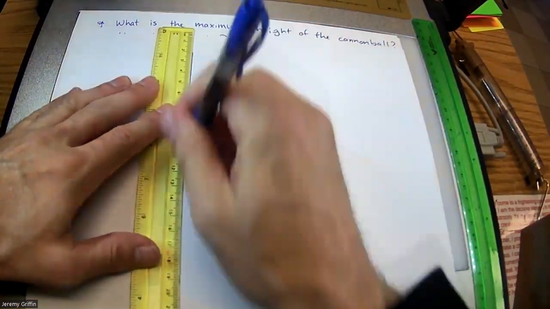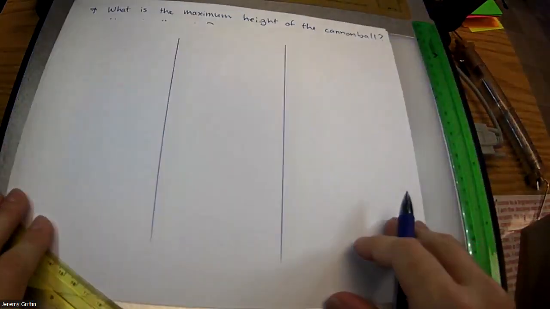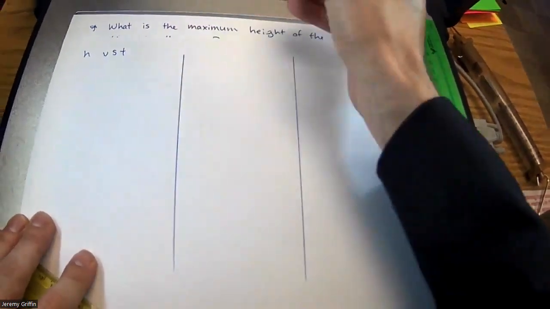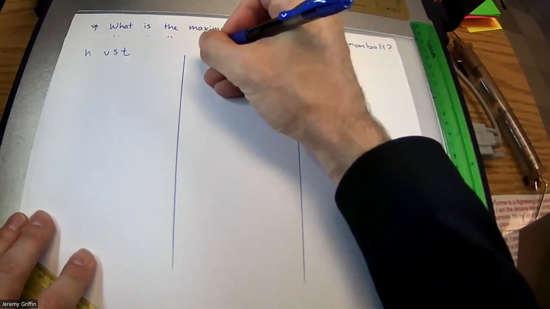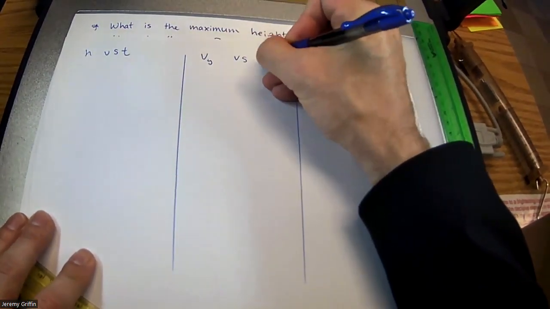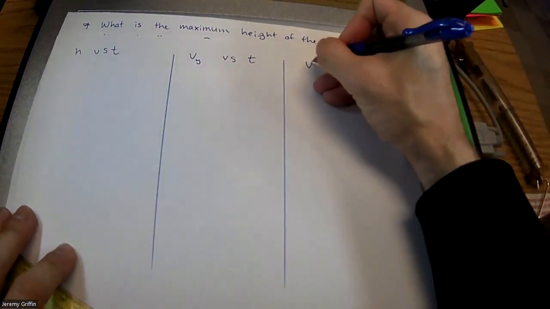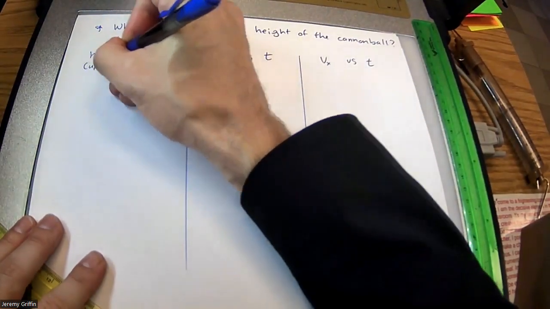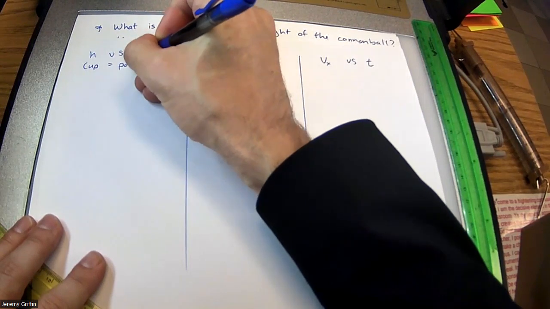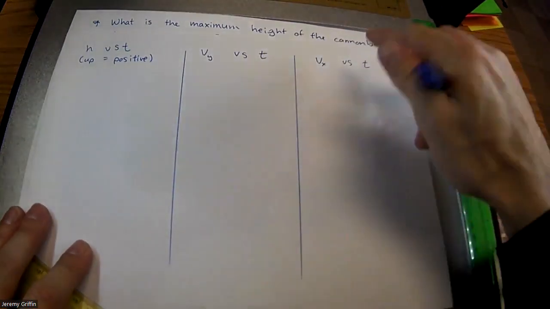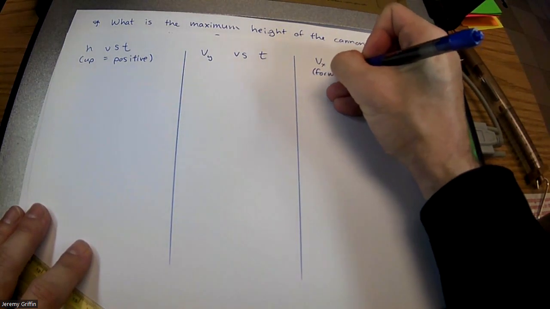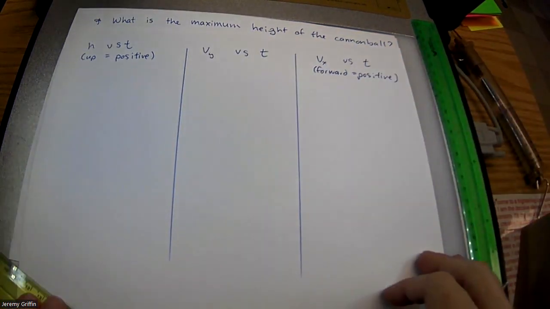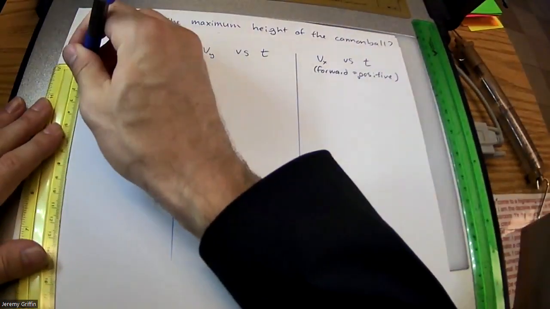Here, let's put 3 side by side on a page here. Let's go height versus time. Let's go the vertical component of velocity as a function of time. And let's go the horizontal component of velocity as a function of time. And let's have up be the positive direction. Let's say the positive vertical direction. Let's say forward or to the right is the positive horizontal direction. Okay. I'll make some axes here.